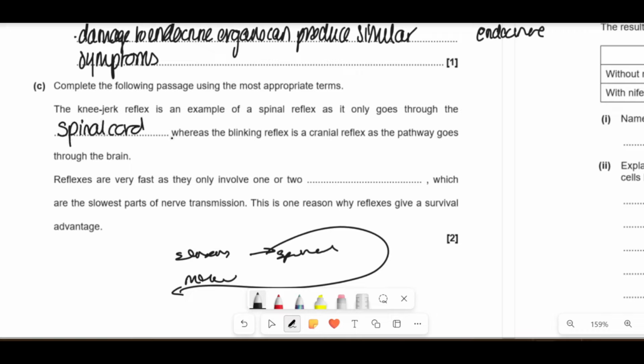So in this case, the knee-jerk reflex is an example of a spinal reflex because it only goes through the spinal cord. Whereas the blinking reflex is a cranial reflex because it goes through the brain. It wouldn't go through the spinal cord because it would have to go down from your eyes and back up again. It's just pointless doing that.